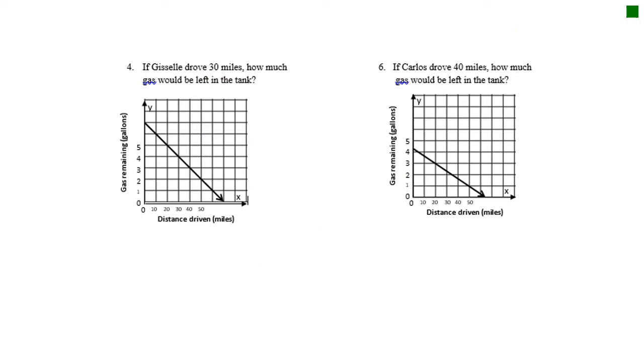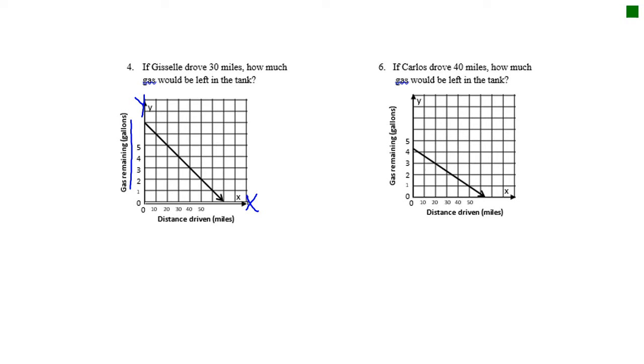Alright, number 4 and 6, they're pretty easy. All we have to do is read the graph and understand it. And it says, if Giselle drove 30 miles, well, where are miles? Miles are on my x values. On the y, I have gallons of gas. Alright, it says, if Giselle drove 30 miles, how much gas will be left in the tank?